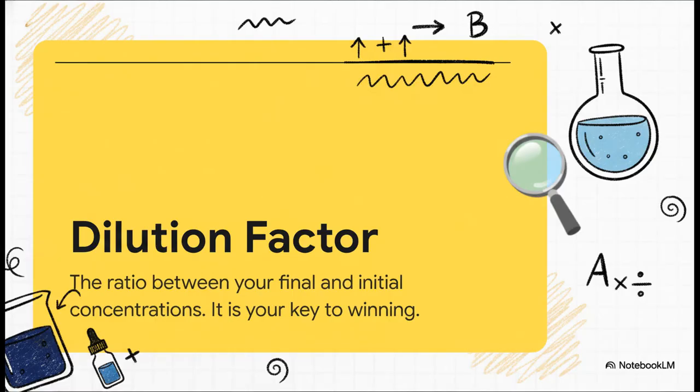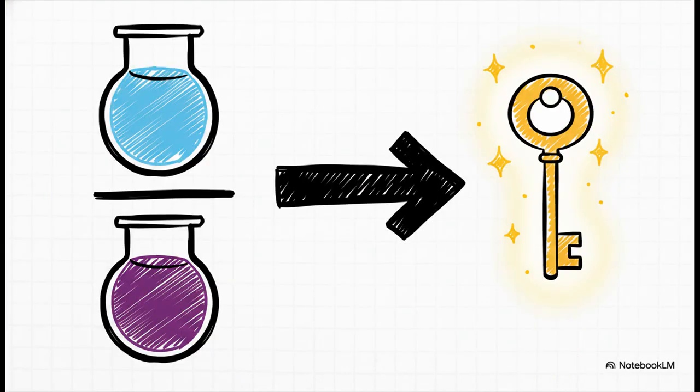So what exactly is it? It's really simple. The dilution factor is just the relationship, the ratio, between the concentration you want to end up with and the one you started with. Think of it as the bridge connecting your starting point to your final goal. And here it is. This is the only formula you're going to need. You just take your final concentration and divide it by your initial concentration. That's it. This one little calculation gives you that magic number, the dilution factor.